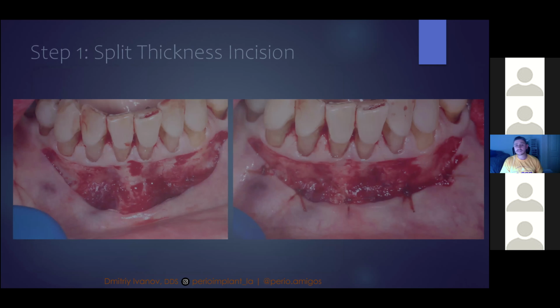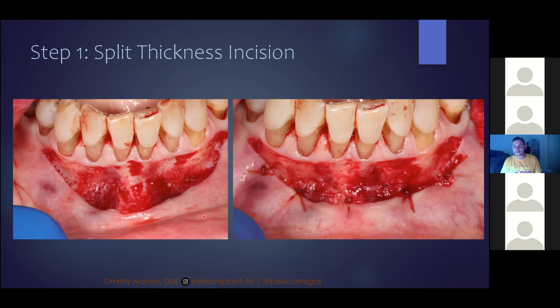In the mandible, it's very frequent that I do free gingival grafts for these type of cases because, like I said, connective tissue graft is mostly used for root coverage procedures, as you will see later, but free gingival is used for augmentation just to gain keratinized tissue.